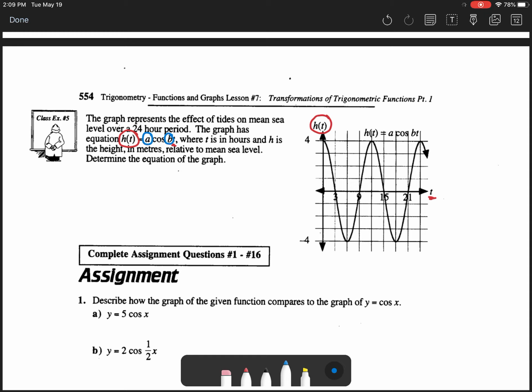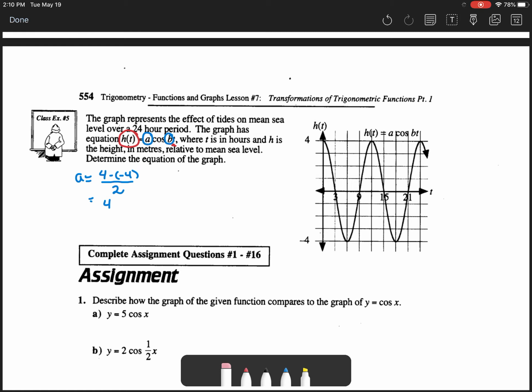So very similar to the last question, except they don't walk you through it step by step. So if I want the a value, okay, well, a is going to be equal to the amplitude. So max, which the highest it goes is 4, and the lowest it goes is -4. So the amplitude, or a value, would be max minus min all over 2. So that's going to be 8 divided by 2, which is 4. So there's your a value. You're done.